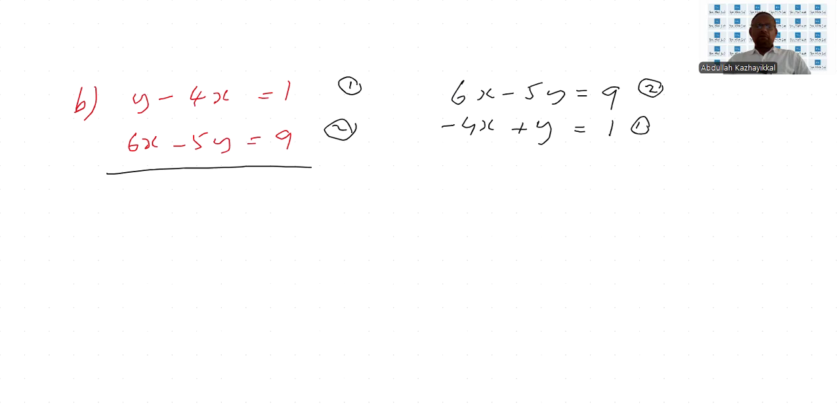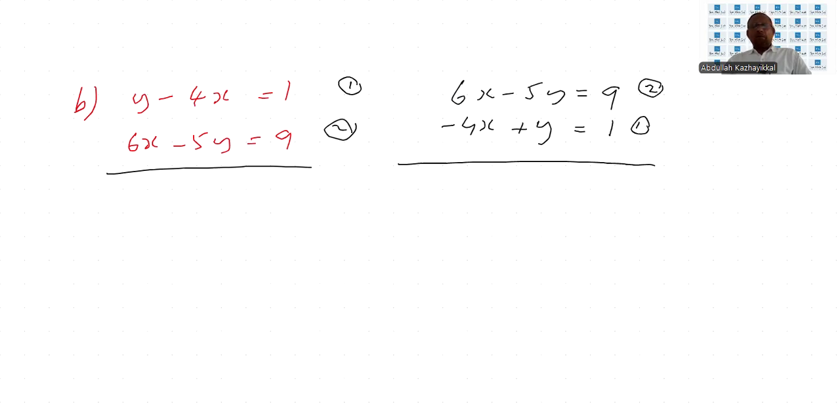I arranged the equation only. Where is x? What is the coefficient? Minus 4. So, minus 4x plus y. Why did I do this? So that for addition, vertical addition, you can add. Now, after that, as before.